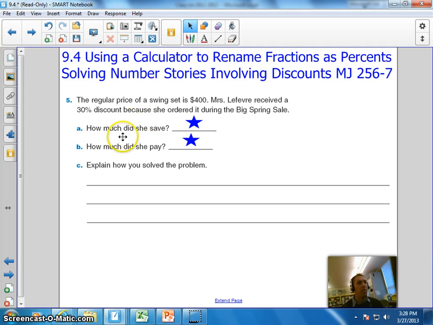All right, try this one on your own, please. All right, now I'll give you a hint if you had trouble with that. Can you tell me what 10% of 400 is? If you can tell me what 10% is, you should be able to tell me what 20% is and 30%, because you would just multiply it by 3. So let's see how you did. 10% of 400 is 40, so 30% would be 3 times 40, which gives you 120. So how much does she pay? You do the sales price. So the regular price minus the sales price gives you how much she'd pay.